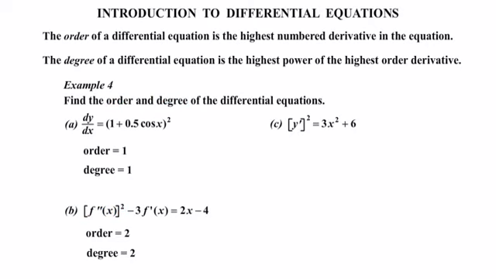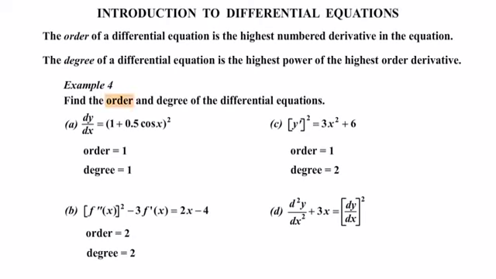Now part C, we've got (y') all squared equals 3x squared plus 6. So our order, first of all, looking for any derivatives, we've only got that one there, our first derivative. So that means the order is equal to 1. And then the degree, well, that's got a power of 2 attached to it, so the degree is equal to 2. Now the last question, 2 d²y/dx² plus 3x is equal to (dy/dx) all squared.